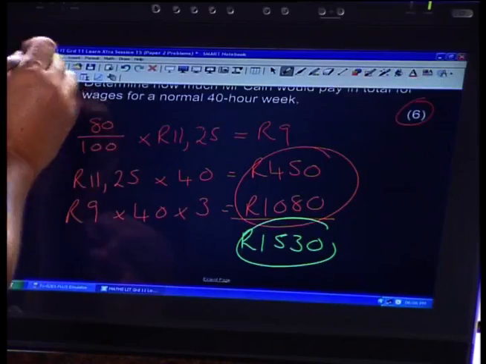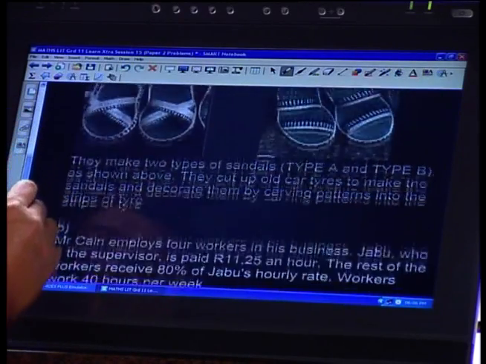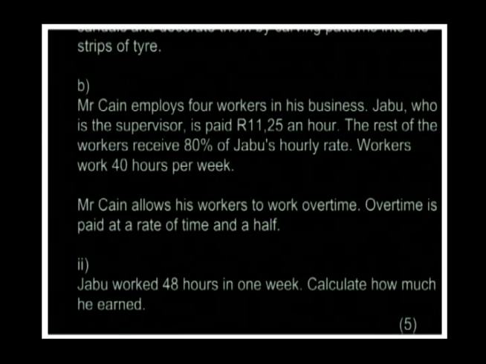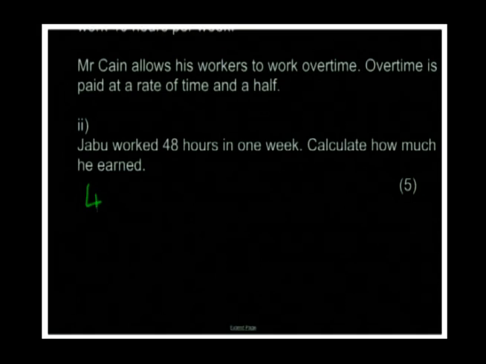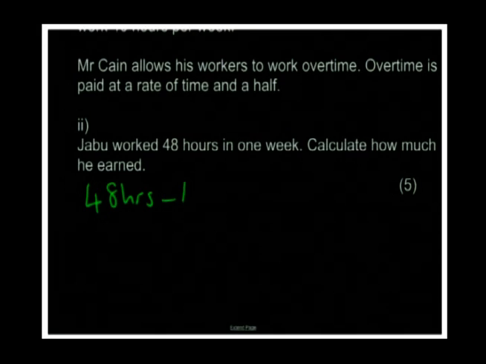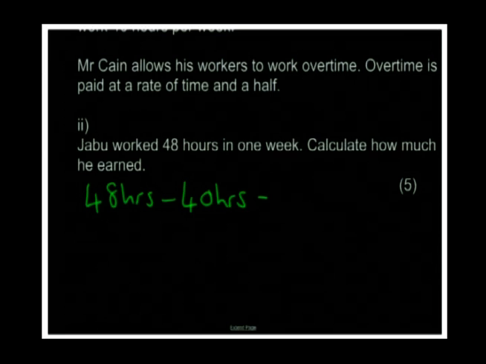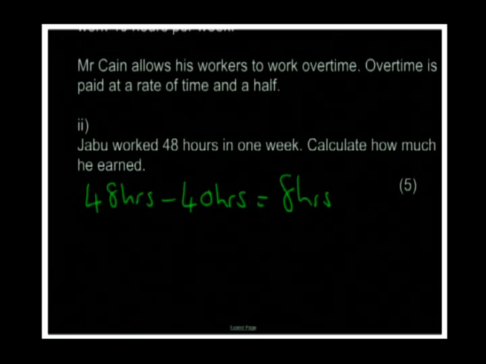Okay, let's move on, because I'm sure there's another question about Mr. Kane and Jabu. Here it goes. Jabu worked 48 hours in 1 week. Calculate how much he earned. Now, let's have a look at that. A normal working week is 40 hours. So if I take the 48 hours, and I subtract the 40 hours, which is a normal week, I'm left with 8 hours. So Jabu has actually worked 8 hours more than he should have.